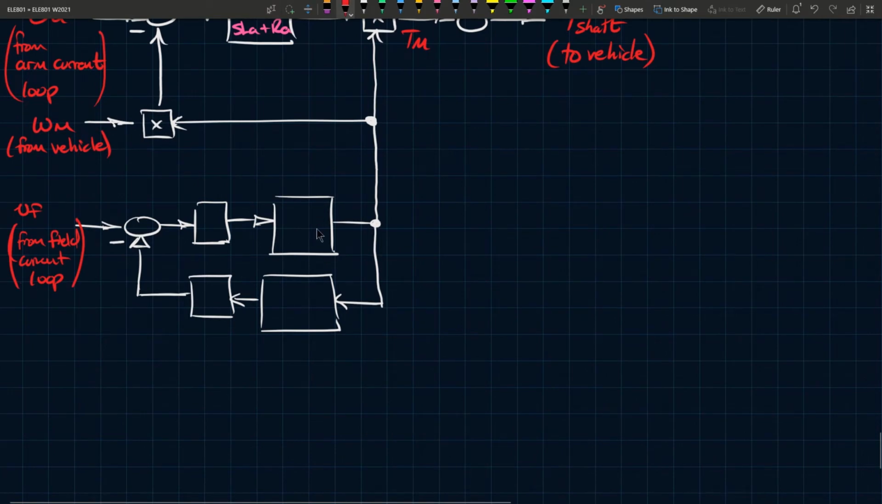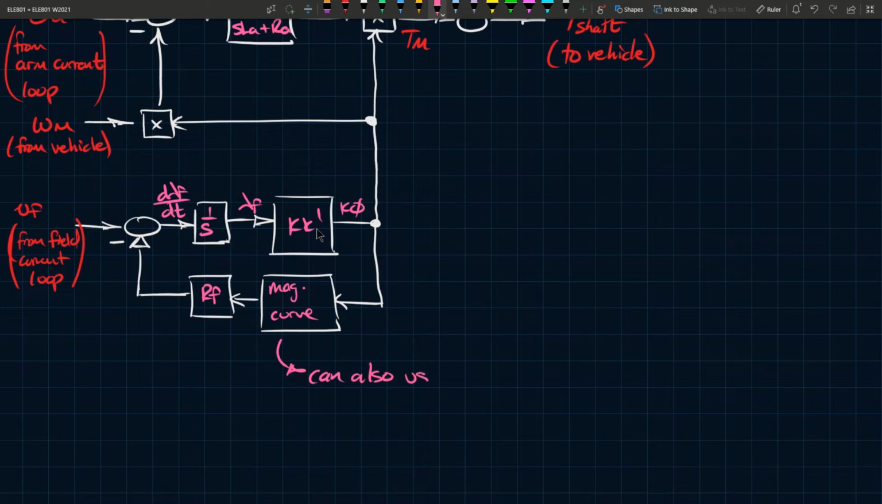And here we have RF. Here we have 1 over s, K, K prime. So this will give you K phi here. And this is lambda F here. And this is d lambda F by dt. And this comes from your field current equation. And this would be your magnetization curve, or if you choose to approximate it using 1 over KF, you can use that here as well. So I'll call this mag curve. I'll just make a note. Can also use 1 over KF there as well.